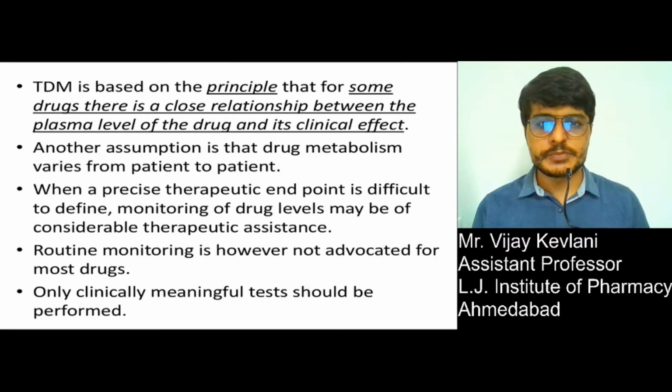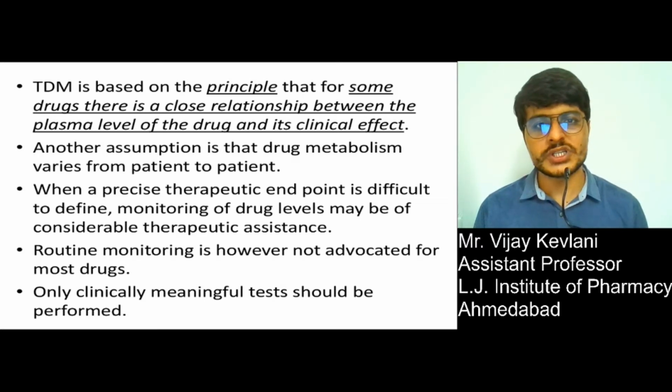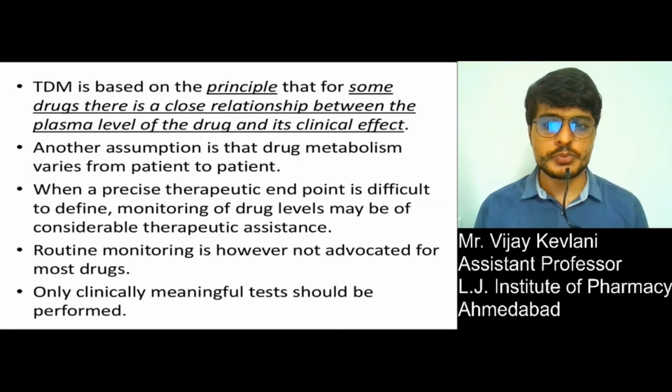Therapeutic drug monitoring is based on the principle that for some drugs there is a close relationship between the plasma level of the drug and its clinical effect. So if the plasma level of the drug changes, the clinical effect will also change. Another assumption is that drug metabolism varies from patient to patient. Some people may metabolize some drugs very fast. Let's say isoniazid: there are fast acetylators and there are slow acetylators. In that way, the metabolism of a drug varies from person to person.